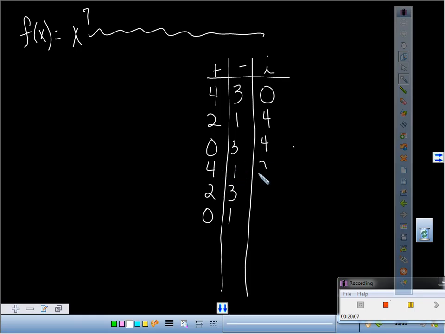4 and 1 make 5, so I need 2. 2 and 3 make 5, so I need 2. 0 and 1 make 1, so I need 6. Okay, anybody got a question? Everybody understand that? Okay, that's Descartes' rule of signs.